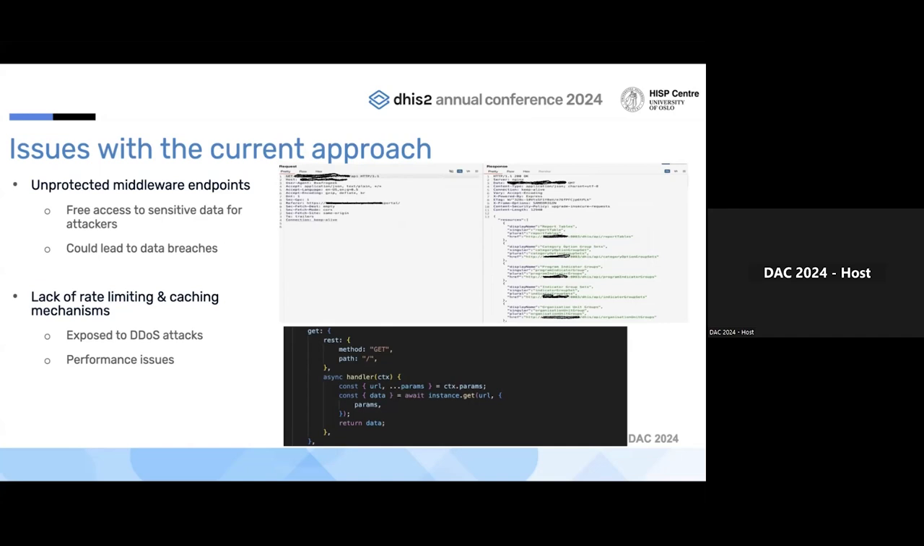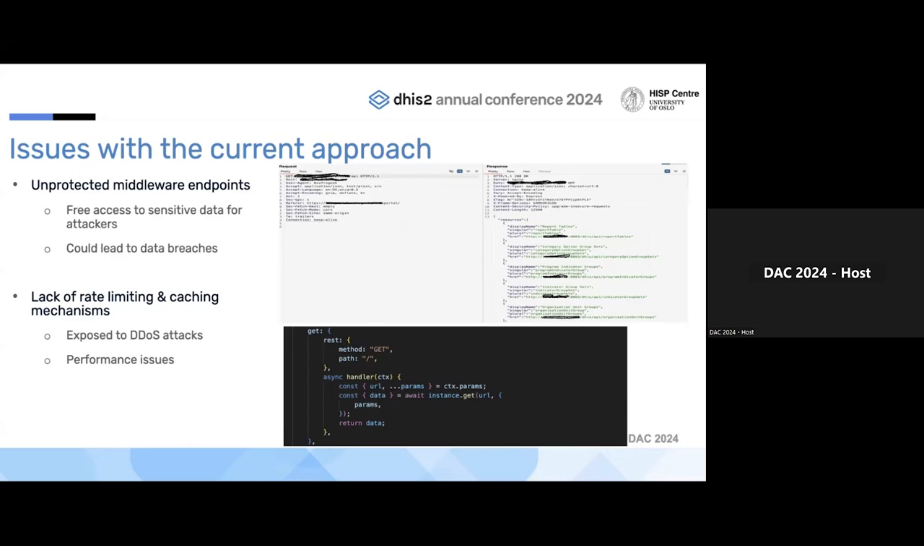The other issue is lack of rate limiting and caching. Most of the middlewares we've seen lack rate limiting. Usually there is no rate limiting configured or implemented. So it means if an endpoint is exposed and an attacker knows one of your endpoints, if they want to cause harm to your system, they could just be hitting a specific endpoint or different endpoints concurrently with a heavy amount of traffic. And that alone could cause some performance issues or even take your DHIS2 system down.